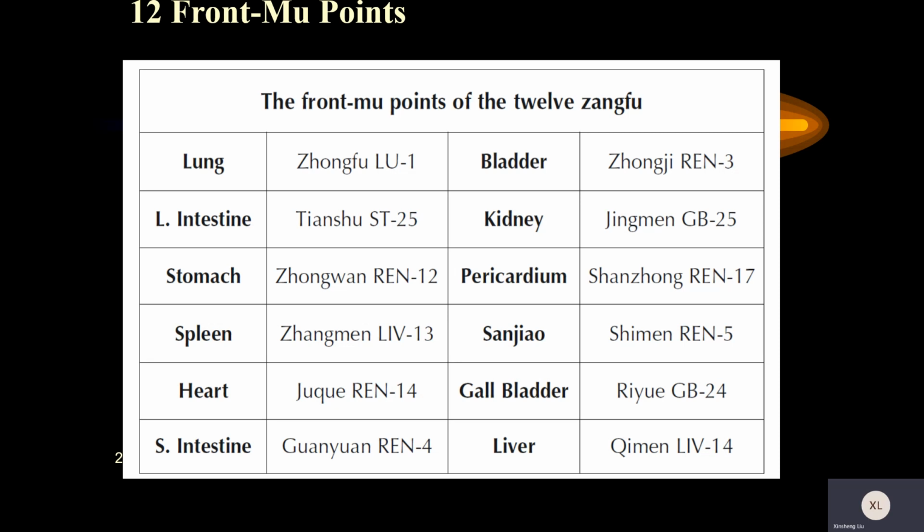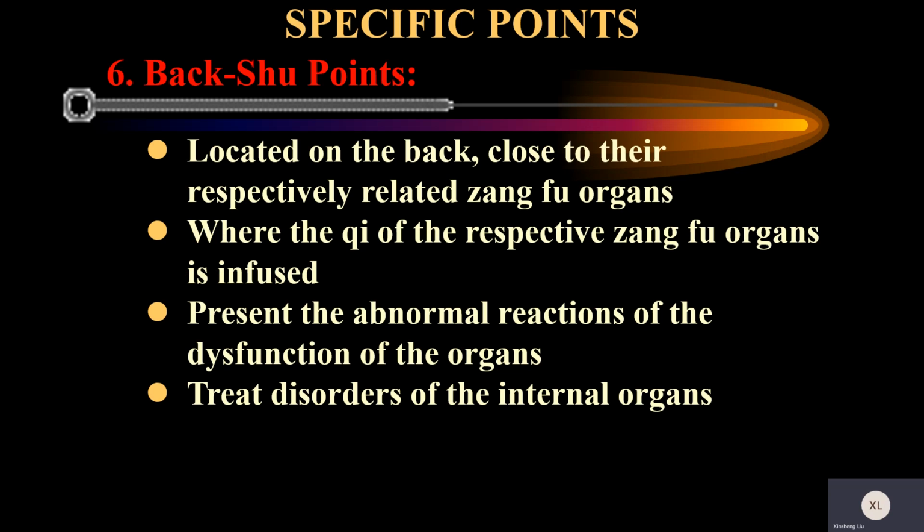Spleen's front mu point is on the liver channel, right? And the heart's point is on the Ren channel too, the CV channel, conception. Small intestine's front mu is on the Ren channel too. Liver is on the liver channel. Gallbladder is on the gallbladder channel. Sanjiao is not on the Sanjiao itself, it's on Ren 5. Pericardium is on Ren 17, on the Ren channel. Kidney is not on the kidney itself, but on GB 25. Remember that. Bladder's is still on the Ren channel, not on the bladder channel itself.